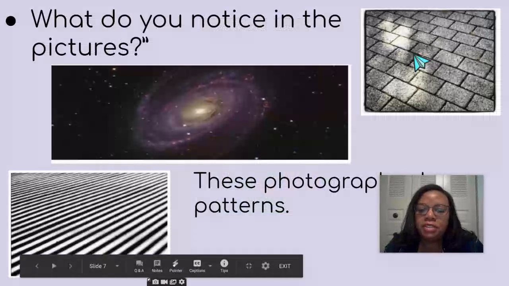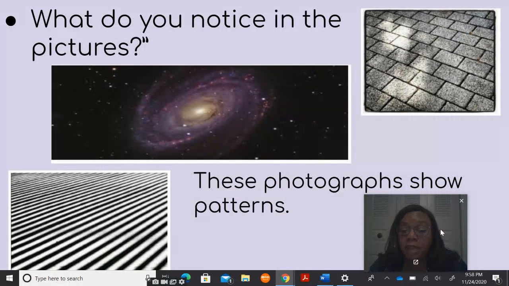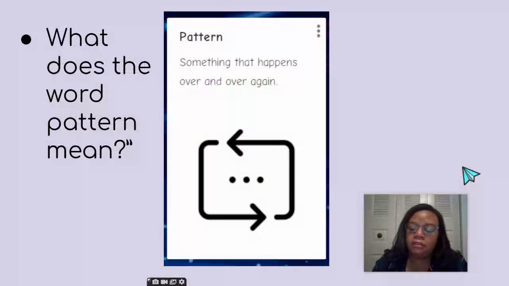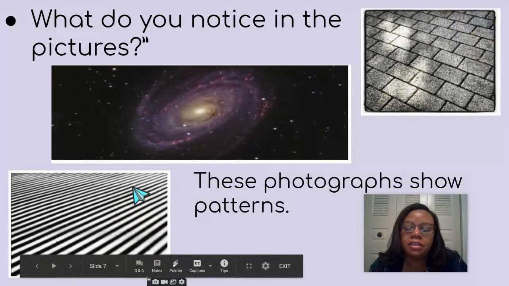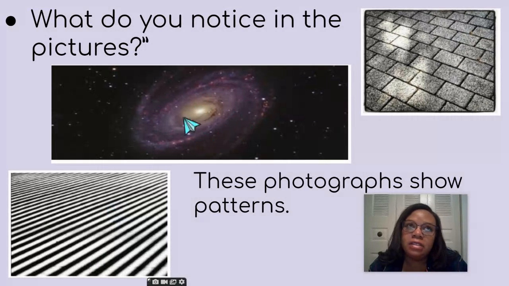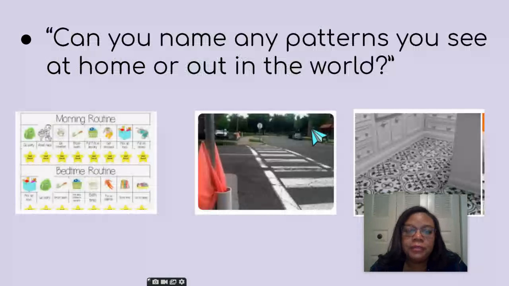So what do you notice in the pictures? These are photographs. These photographs show patterns. So this is what the astronomer gave Elvin, pictures of different patterns. So we notice that there are stripes, patterns in this picture, and then we notice that there is a swirl of the galaxy in this photograph, and then there are lines of bricks patterns in this photograph. So what does the word pattern mean? Pattern means something that happens over and over again.